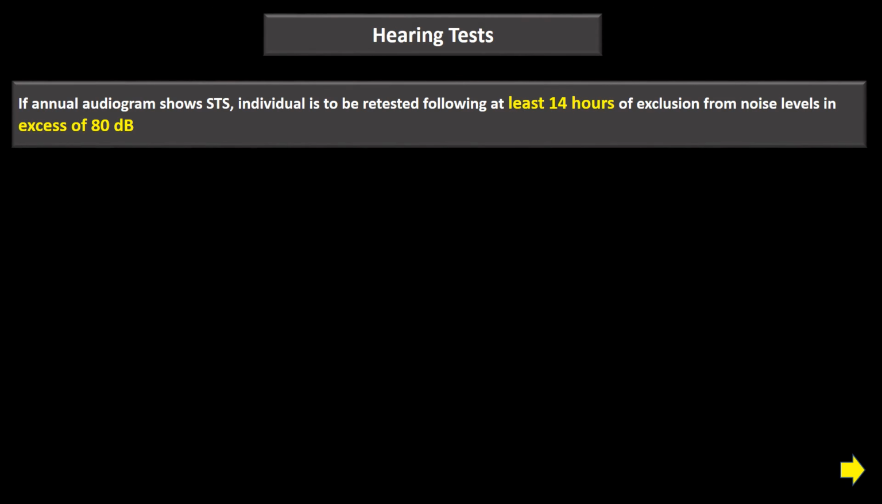Still on hearing test here. If when doing your annual audiogram it shows a significant threshold shift, that individual needs to be retested following at least 14 hours of exclusion from noise levels in excess of 80 decibels. They need 14 hours where they are not exposed to any noise above 80 decibels.